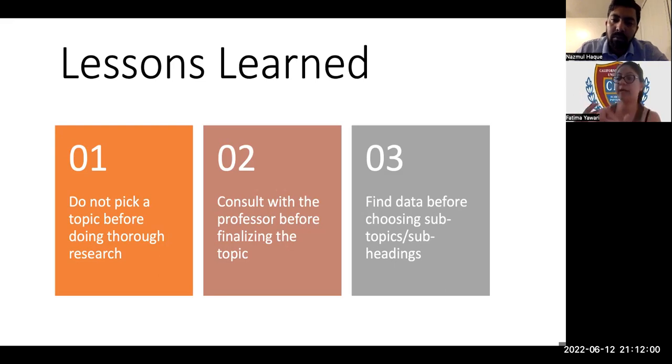Before, I used to do that: okay, I'll do this, and then I will find the data. No, choose the subtopics. What are you going to write about? What are going to be your subtopics? What else can you do research about? And then go find the data. That way, it's a lot easier for you to find data when you have those topics in mind.